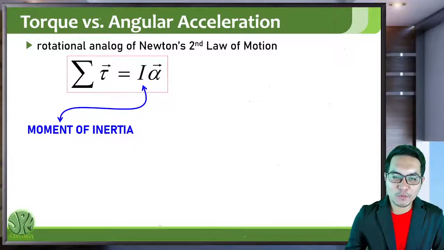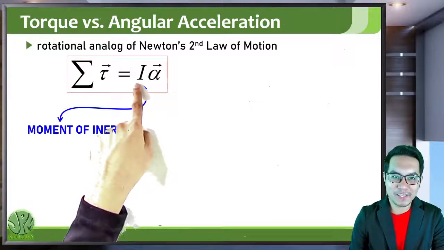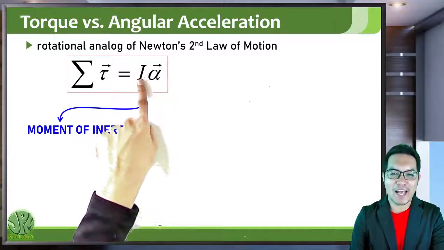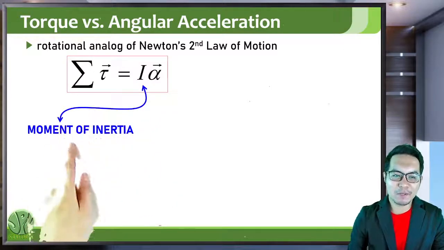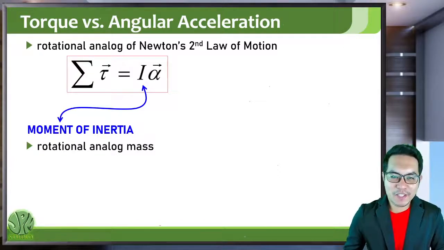Please note that in physics there are many quantities or variables which are repeating. So later I will reuse I as another different variable or another different physical quantity. But as of this chapter, I is what we call the moment of inertia. So the moment of inertia is the rotational version of mass.